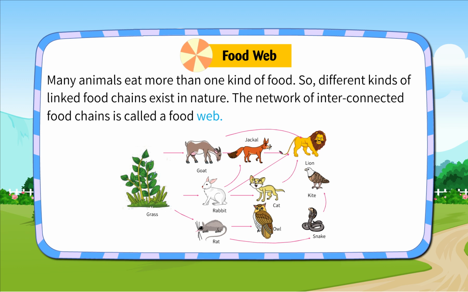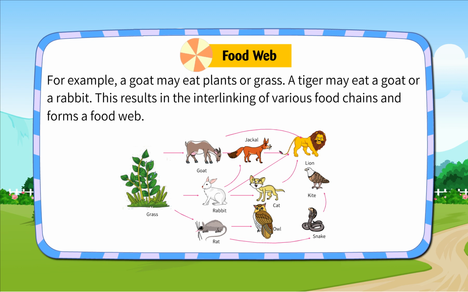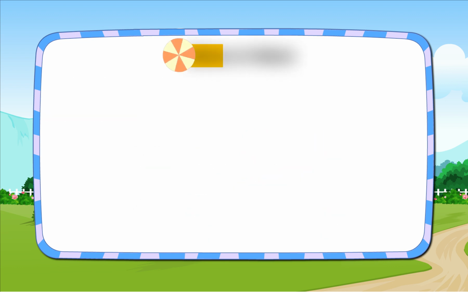Food web. Many animals eat more than one kind of food, so different kinds of linked food chains exist in nature. The network of interconnected food chains is called a food web. For example, a goat may eat plants or grass. A tiger may eat a goat or a rabbit. This results in the interlinking of various food chains and forms a food web.